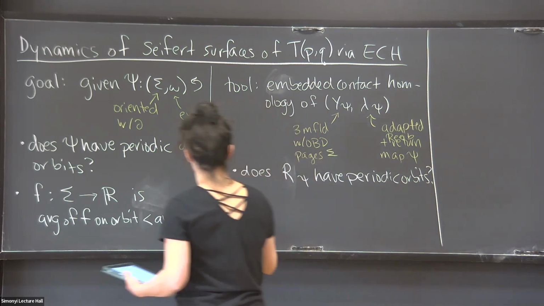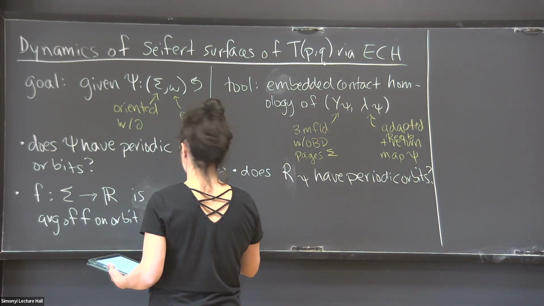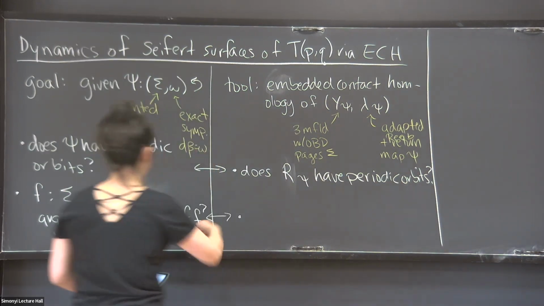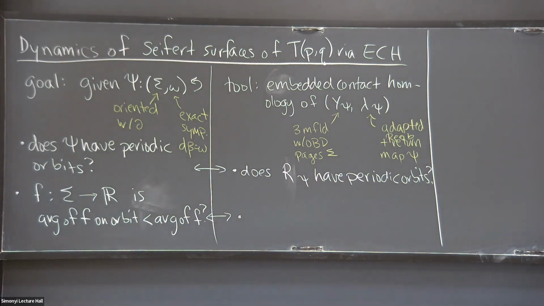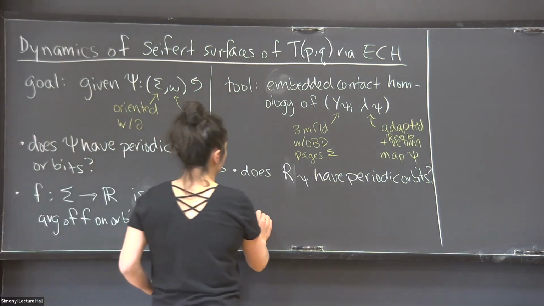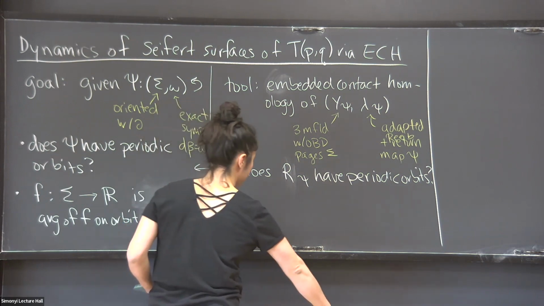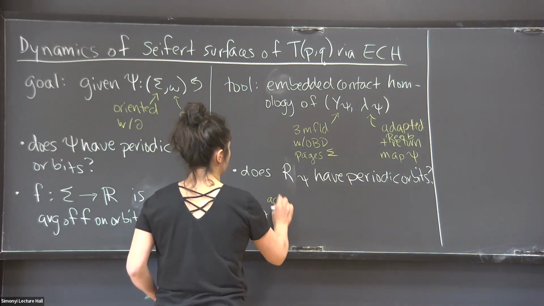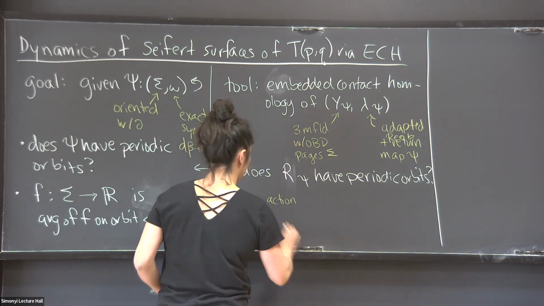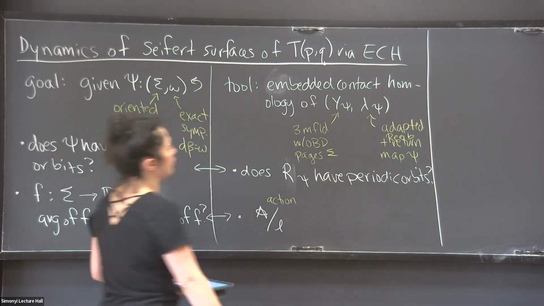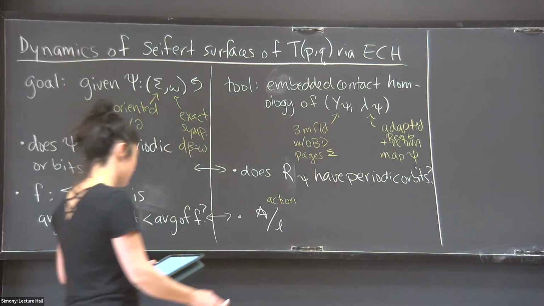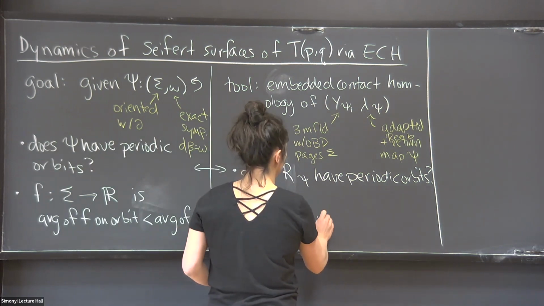And then what naturally corresponds here: is there a bound on the action of these orbits? So this is the symplectic action over their linking with a page of the open book. Is this bounded above by the contact volume?